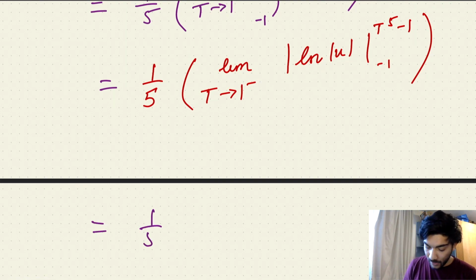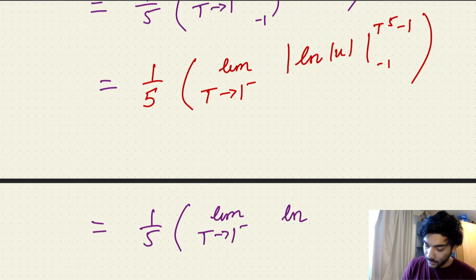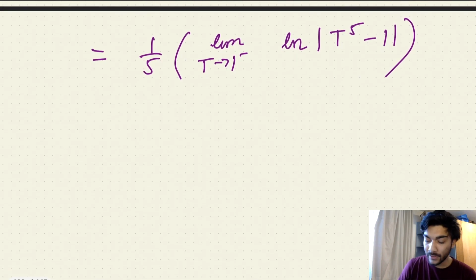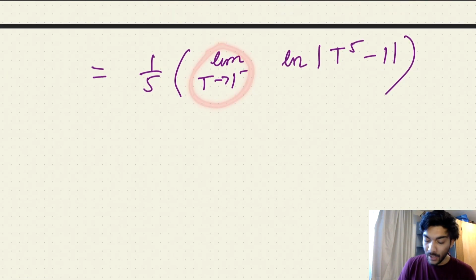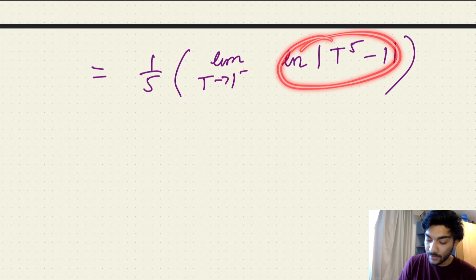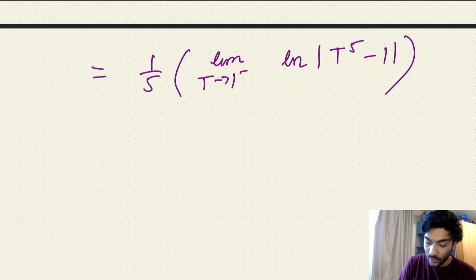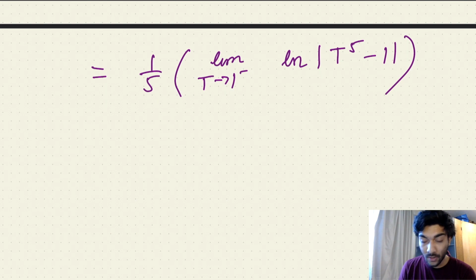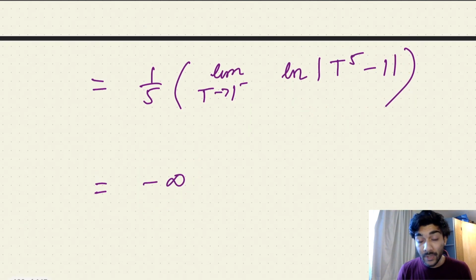So your solution to this definite integral will basically be 1 by 5 limit capital T approaches 1 minus natural log of the absolute value of capital T to the power 5 minus 1, and that's it, right? Because you won't have a second expression over here because ln 1 is 0. So now if you take the limit of capital T approaches 1 minus for this natural log expression, you know that this expression will basically approach the natural log of 0, which is minus infinity. So we know that this limit does not exist. This limit will be basically minus infinity.